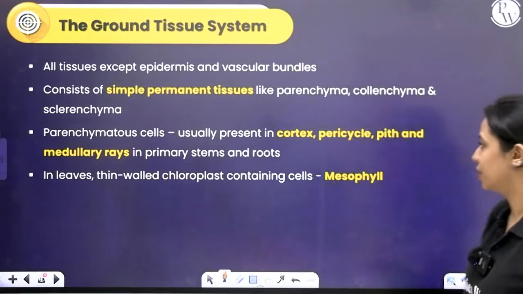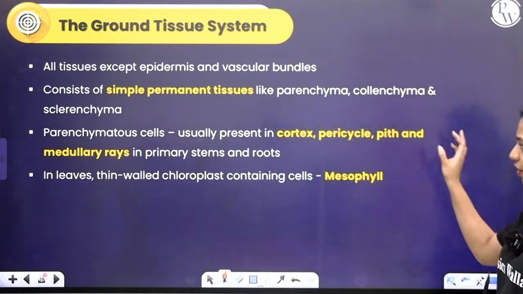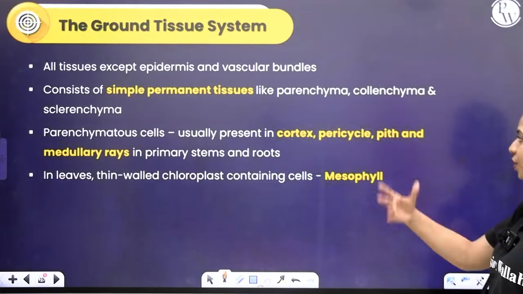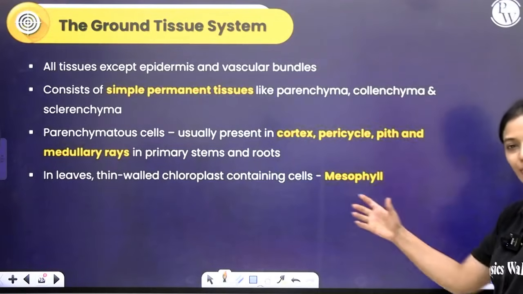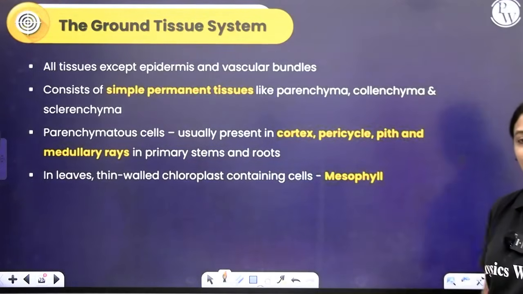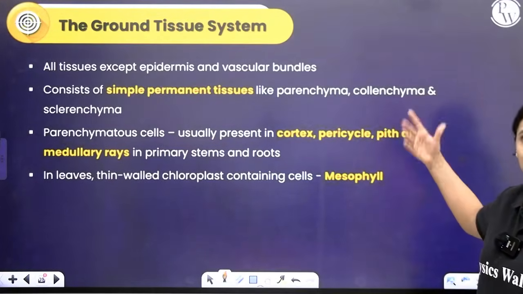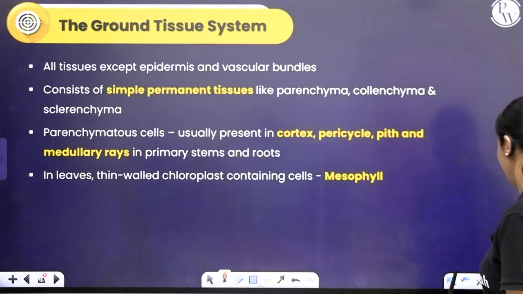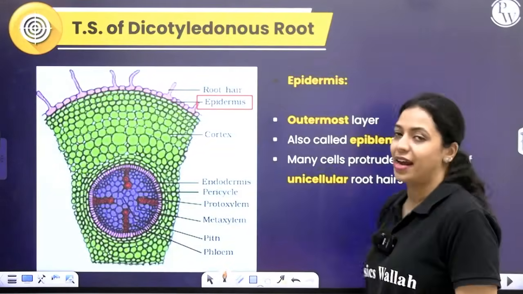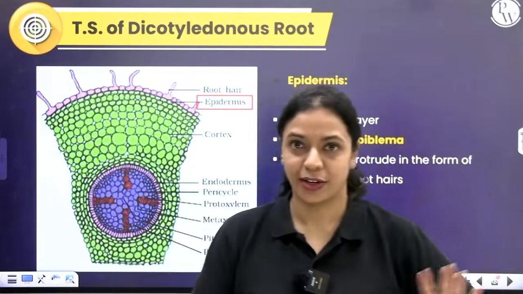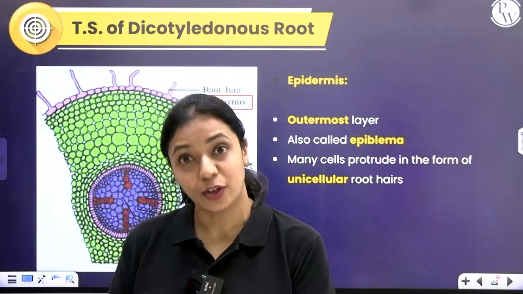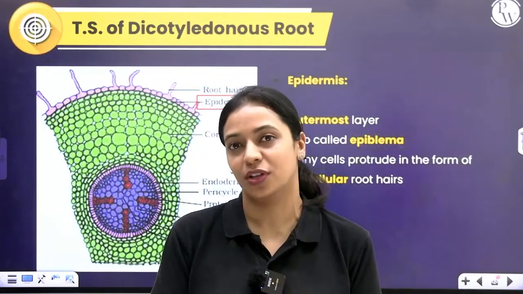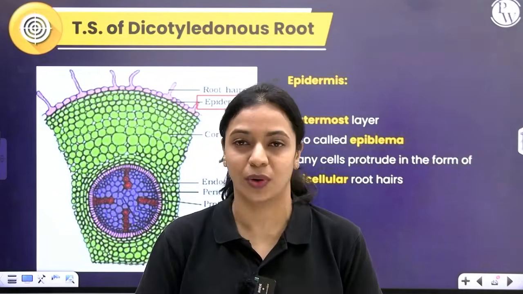Okay, so there are a lot of names that are thrown around here. Right now, it will not make sense to you what is cortex, what is pericycle. As we understand the anatomy of roots, stem and leaves, this will make more sense to you. Okay, now let's learn about the anatomy of root, stem and leaves in that order. First, dicot root, dicot stem, dicot leaf in that order.